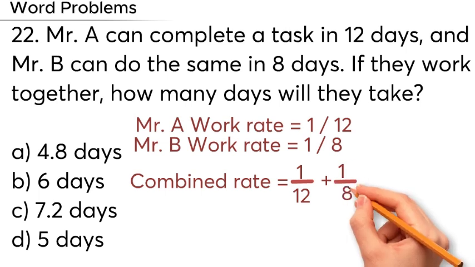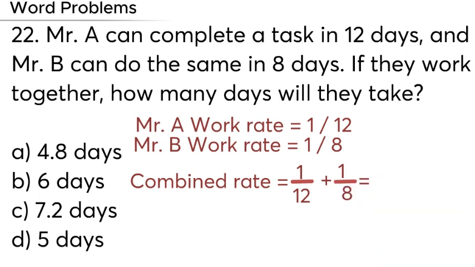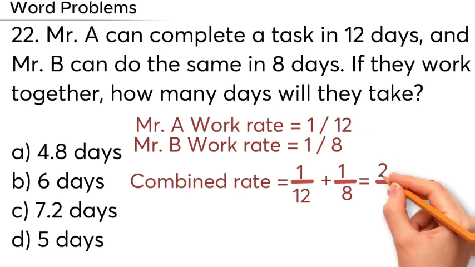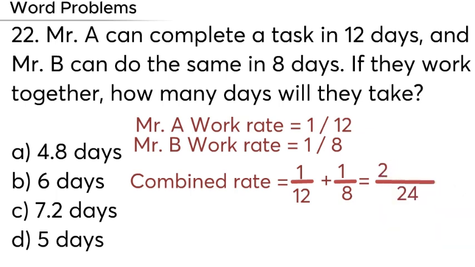To add these fractions, find a common denominator, or the least common multiple of 12 and 8, which is 24. 24 is divisible by both 8 and 12. Convert each fraction into a form with a denominator of 24. For 1 over 12, 24 divided by 12 is 2. 2 times 1 is 2. Thus, it must be 2 over 24. For 1 over 8, 24 divided by 8 is 3. 3 times 1 is 3. Thus, it must be 3 over 24.